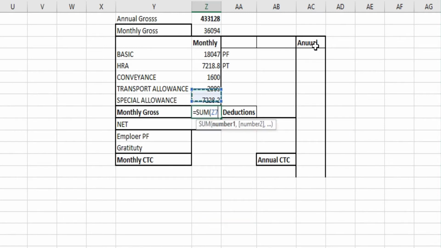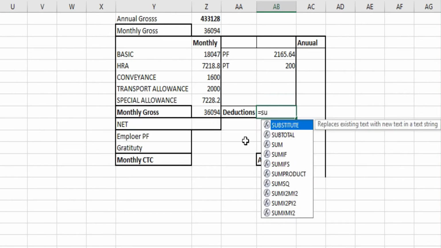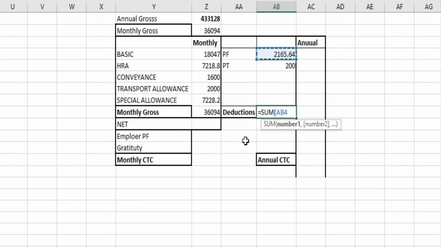The sum of basic, HRA, convenience, transport and special allowance is called monthly salary. See, this monthly salary is equal to this monthly gross, and PF is about 12% on basic. PT is 200, and the total deductions are PF and PT.